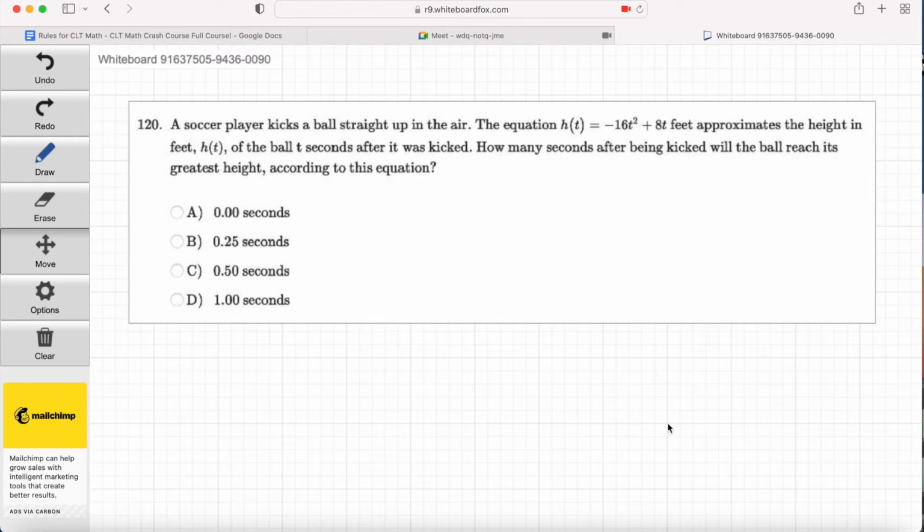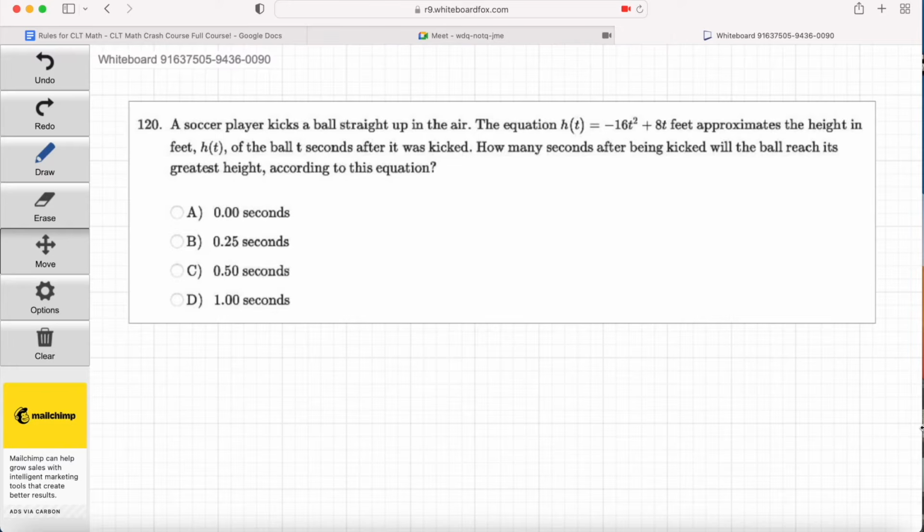You see that question on the screen? Question 120? Yes. Okay, great. Go ahead and read question 120 for us, please. A soccer player kicks a ball straight up in the air. The equation h of t equals negative 16 t squared plus 8 t feet approximates the height h of t in feet of the ball t seconds after it was kicked. How many seconds after being kicked will the ball reach its greatest height according to this equation?